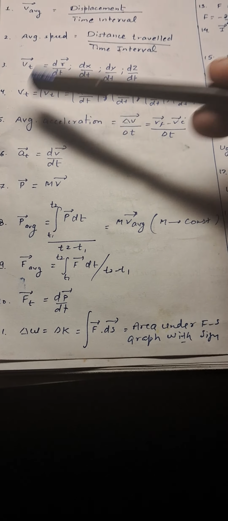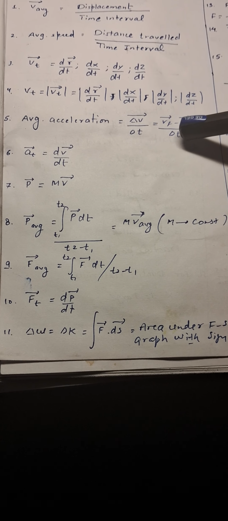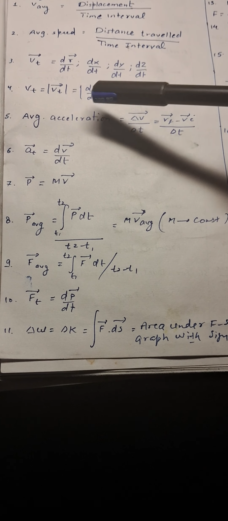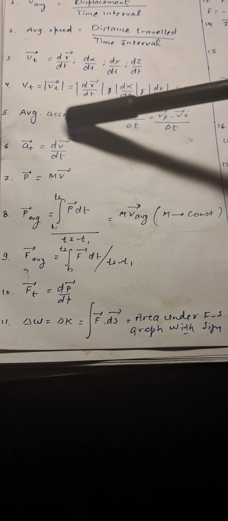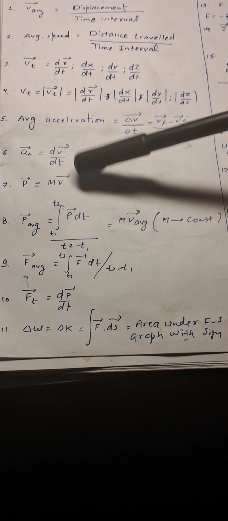Next term that we have is average acceleration, which is delta v by delta t, that is change in velocity divided by the time interval. So that explains the definition of the average acceleration. Similarly, we have the concept of instantaneous acceleration, which is dv by dt.